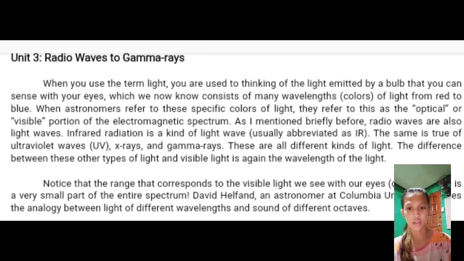Infrared radiation is a kind of light, usually abbreviated IR. The same is true of ultraviolet waves or UV, X-rays, and gamma rays. These are all different kinds of light. The difference between these types of light and visible light is again the wavelength of the light. So what makes them different is the wavelength of light.